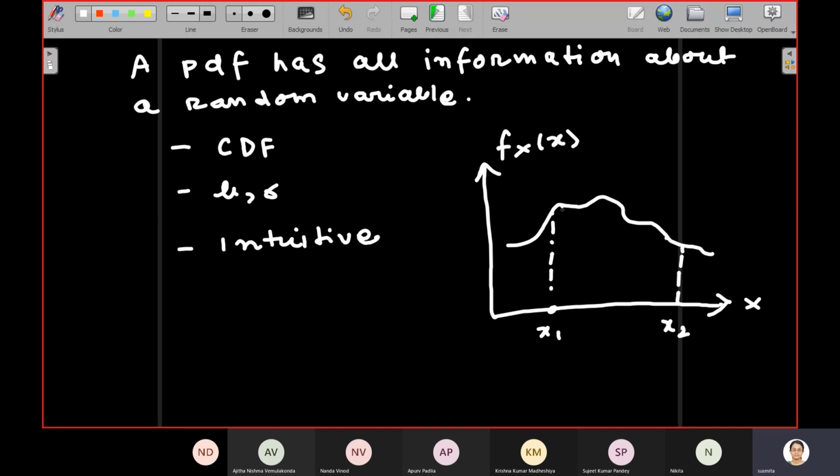And then we consider an elementary rectangular strip adjacent to x1 and this one also at x2. And then we calculate the area of the rectangular strips, each with width delta x. Now we can see clearly that the rectangular strip on the left has a higher area than the rectangular strip on the right. Now we also know that the area of the strip is actually the probability that capital X is in that region, correct?